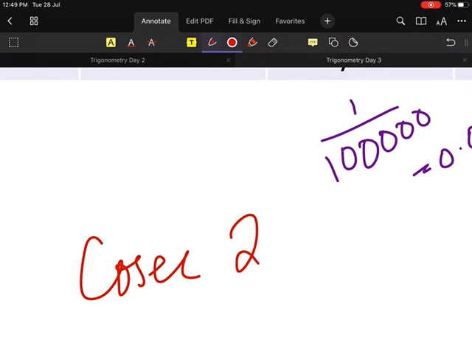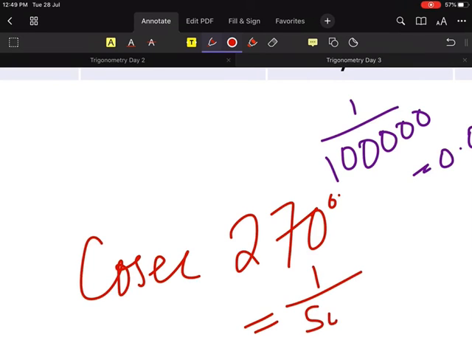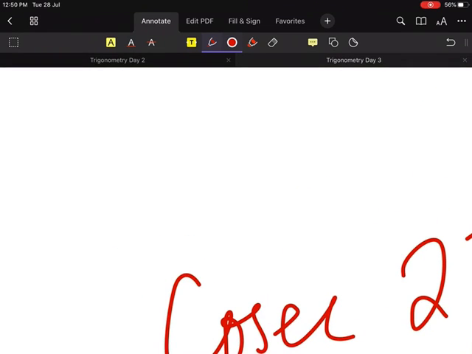Tell me what is cosec 270 degree. Cosec 270 is equal to what? It is 1 by sine 270. And I know the value of sine 270, that is minus 1. So 1 by minus 1 is minus 1. Everyone clear? Yes or no?